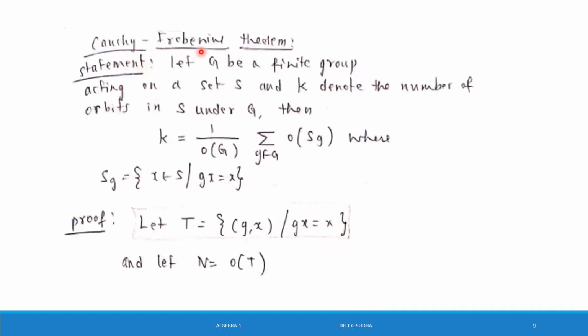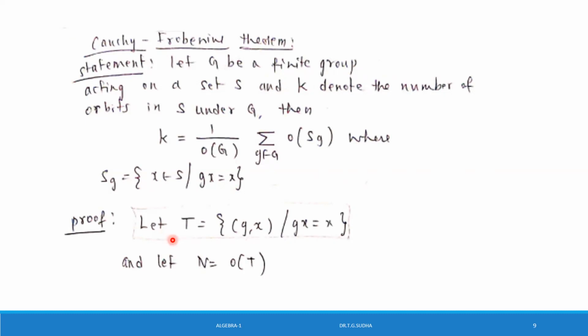Next, let us move on to Cauchy-Frobenius theorem. The statement goes like this: let G be a finite group acting on a set S, that is S is a G set, and K denote the number of orbits in S under G. Then K will be equal to 1 over order of G into summation over the elements of G of order of SG, where SG is denoted by the set of all X belongs to S, such that Gx is equal to X.